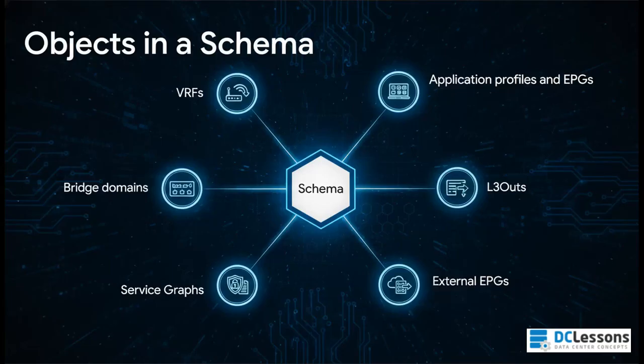And the amount of stuff you can control from one schema is huge. Just look at this list. We're talking about all the core components you need, from Layer 2 bridge domains and Layer 3 VRFs, all the way up to the application stuff, like your EPGs and the security contracts between them.